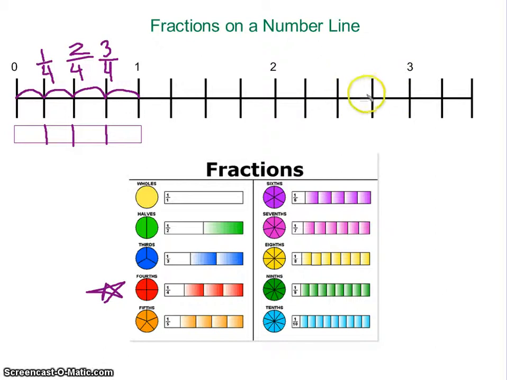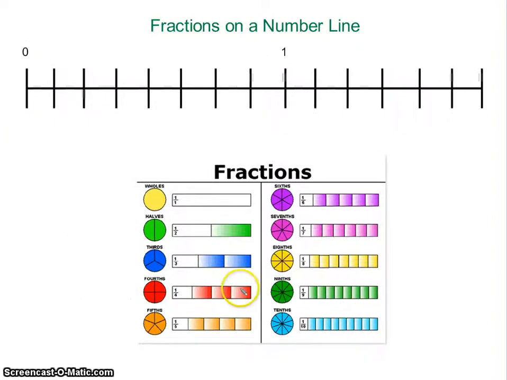Now if I were to look over here and say, how far is that on my number line? You need to see that you are in between 2 and 3 on your number line. So I know it's going to be at least 2, but what's my fraction piece here? So if I'm starting at the 2 here, I have 1/4, 2/4, and 3/4. So right here on my number line, I am at 2 and 3/4.